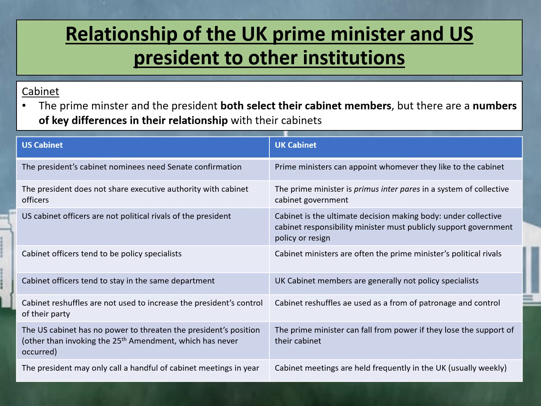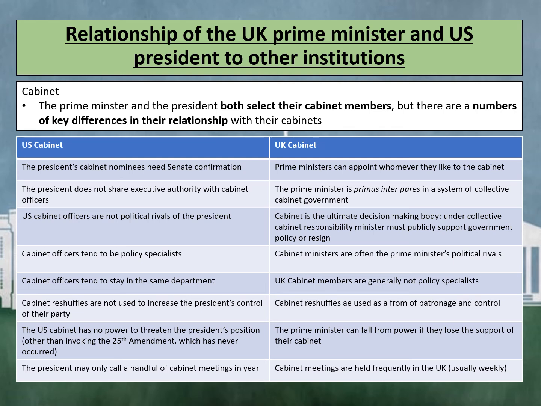Let's start by looking at the US. The President's cabinet nominees need a Senate confirmation, whereas Prime Ministers can appoint whoever they like. The President does not share executive authority with cabinet officers, whereas the Prime Minister is primus inter pares in a system of collective cabinet government. US cabinet officers are not political rivals of the President. Cabinet is the ultimate decision-making body in the UK. Under collective cabinet responsibility, ministers must publicly support government policy or resign.